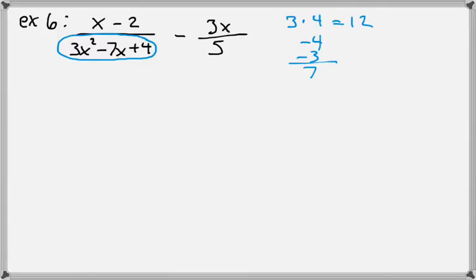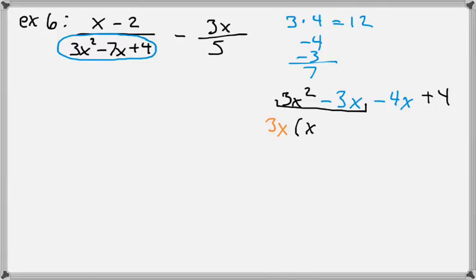So we would rewrite and factor from here using those factors. We have a 3x squared minus a 3x and a minus 4x and a plus 4. I just rewrote that middle term. Now I can factor by grouping. So here I can factor out a 3x out of both of those terms. That's going to leave me with an x and a minus 1.